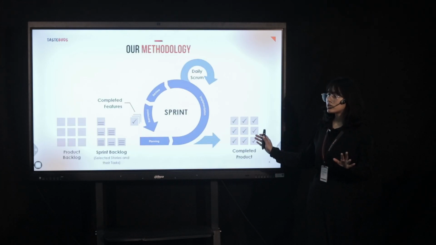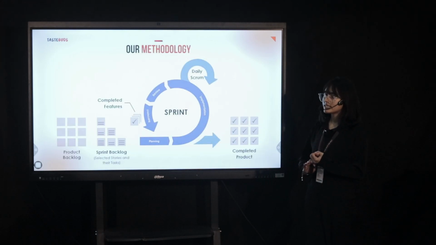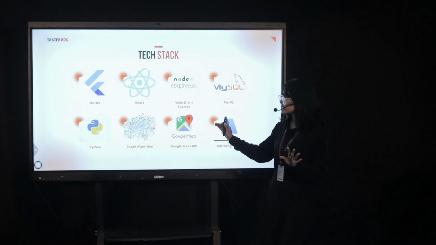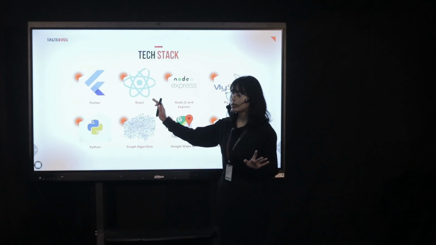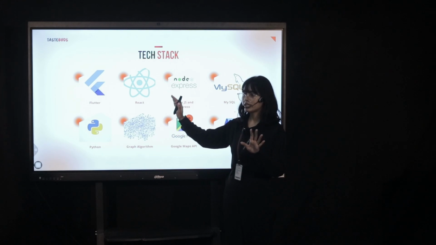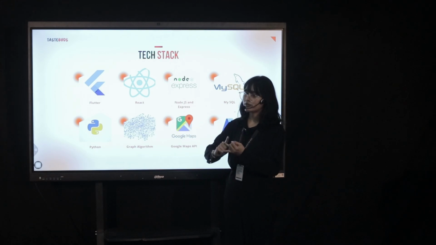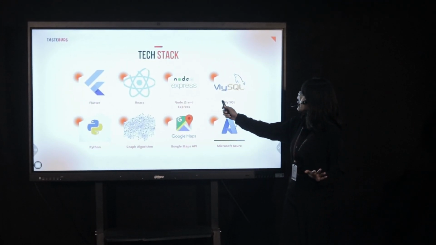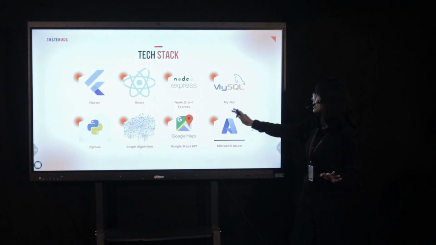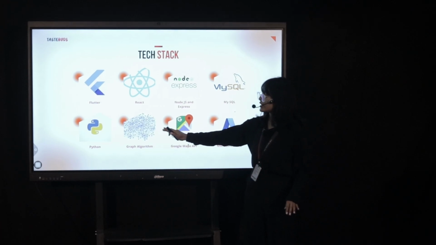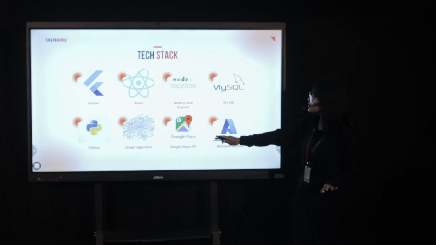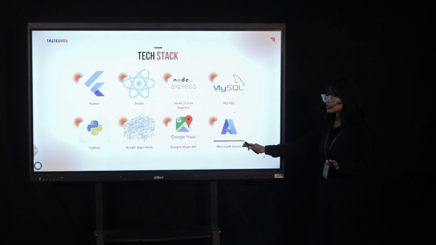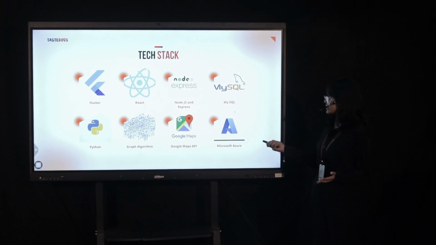So we use Scrum methodology for our project where we had weekly meetings and sprint review and sprint planning. For the tech stack, we use Flutter for mobile application development to make sure that our application can work on both iOS and Android devices. We use React for web application for the admin panel. We use Node.Express for backend, MySQL for database, Python for AI recommendation, Graph algorithm for route optimization, Google Maps for navigation, and Microsoft Azure for deployment of our project.